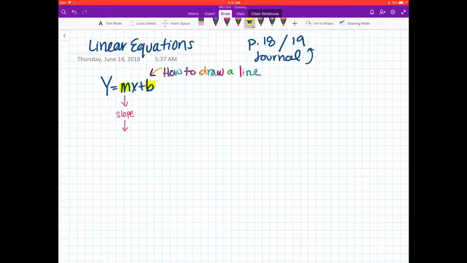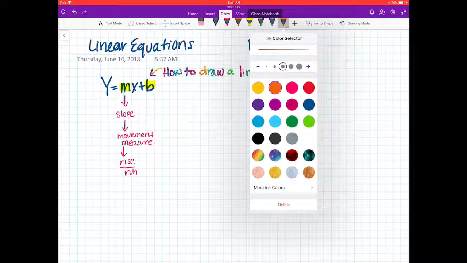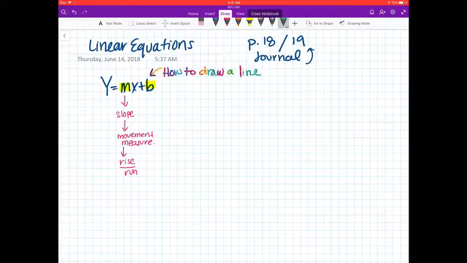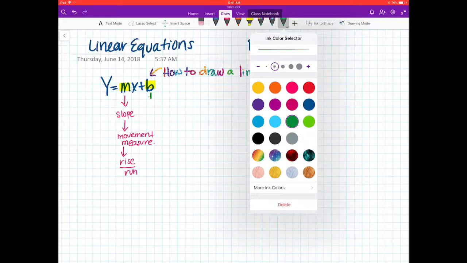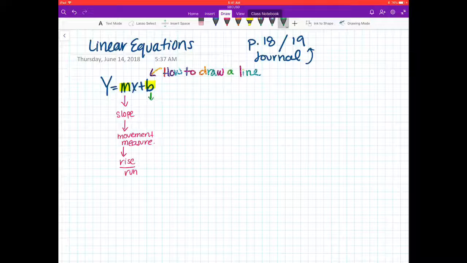So here we go. Slope is also called the movement, and it's a measure. It's also the rise over the run. So all these things are slope. Now B is called your y-intercept.